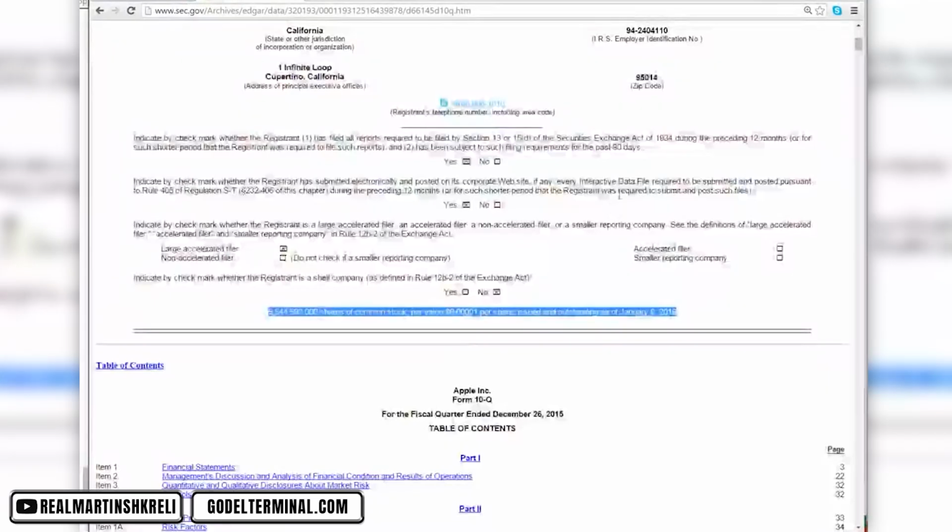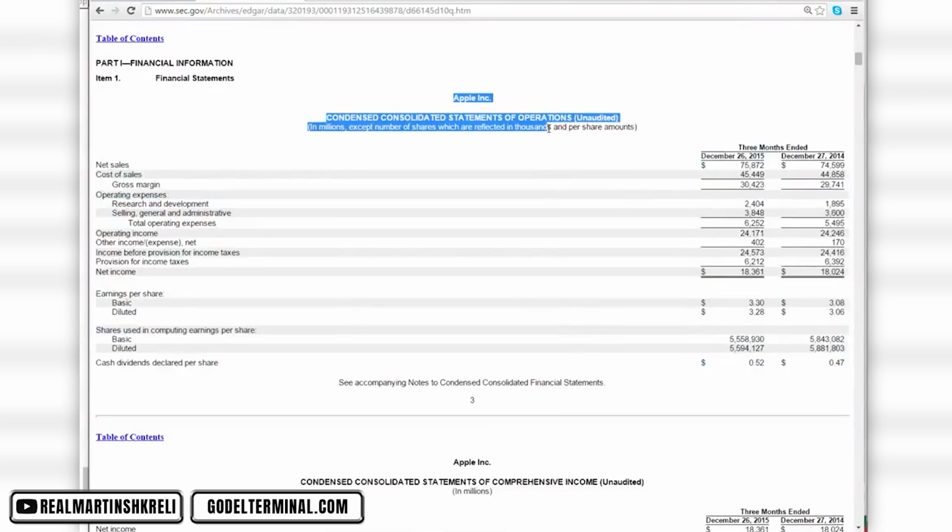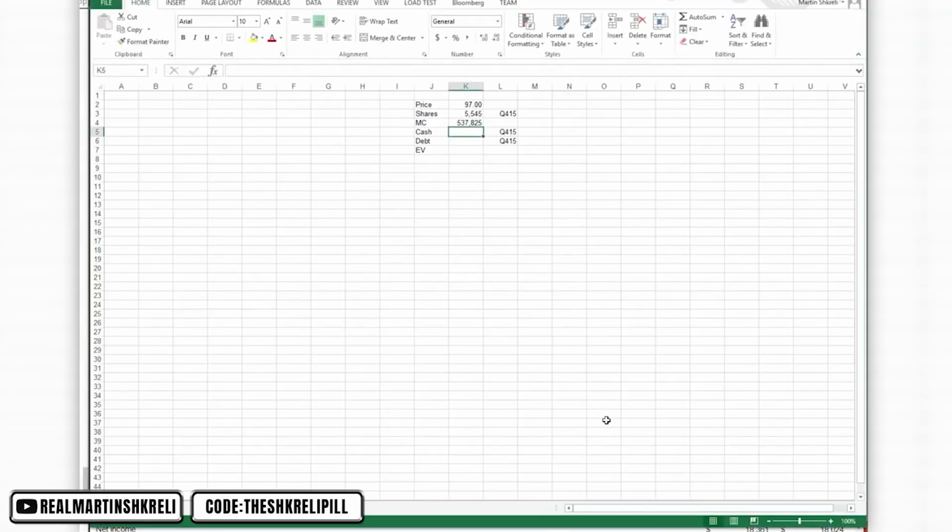How much cash does Apple have? I saw someone tweet at me the other day. Well, where would we find that? We don't find that on the income statement. It's on the balance sheet. The balance sheet is literally the statement of balances.